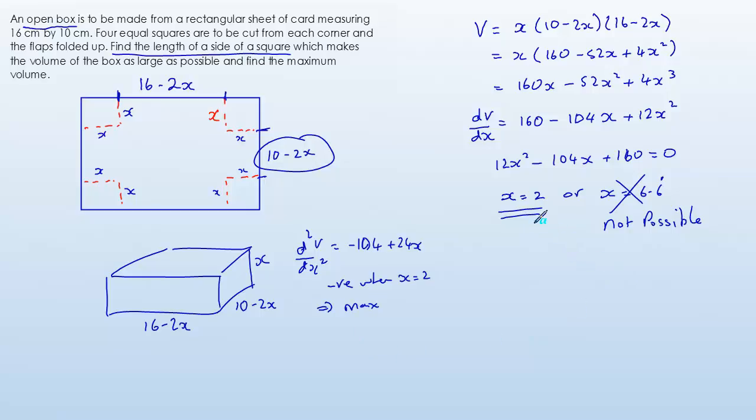So x is 2, we want the maximum volume, so the volume is going to be 2 times 10 take away 4, times 16 take away 4, so that's going to be 12 times 12, 144 cubic centimeters.